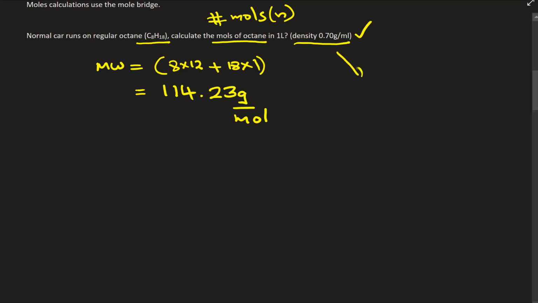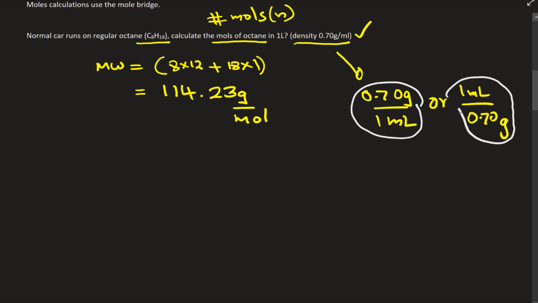Okay, now, the density can be written in two ways. Remember this, just write it by the side: 0.7 grams over 1 milliliter, or 1 milliliter over 0.7 grams. They are both actually correct, right? It's not the traditional density writing, but this is how we want to write it for the mole calculation. Again, think about the question: moles we are looking for, and the givens are two of them.